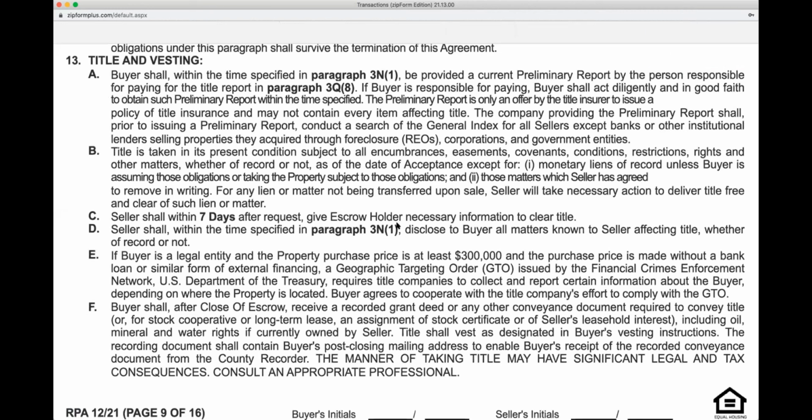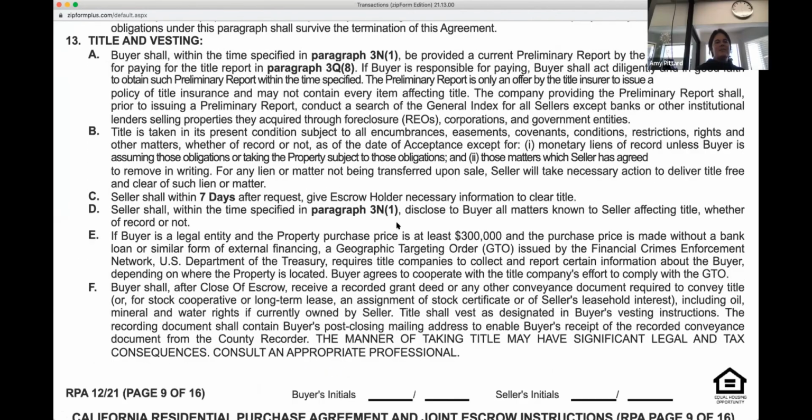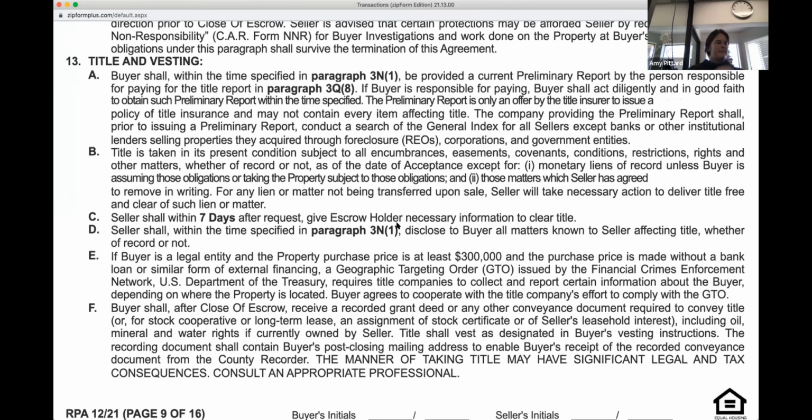Okay. Any questions about section 13, A through F? Just making sure I didn't miss anything before we moved on. Oh, there is no little note before I move on from that page.